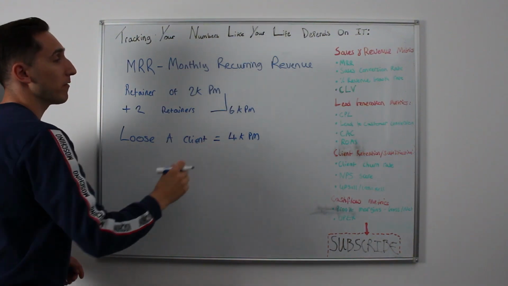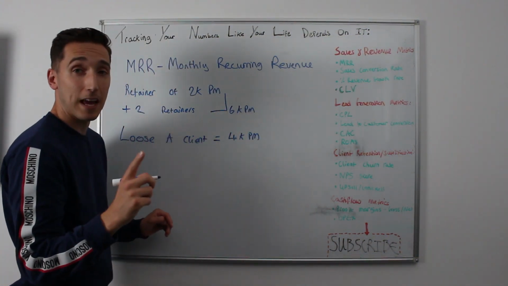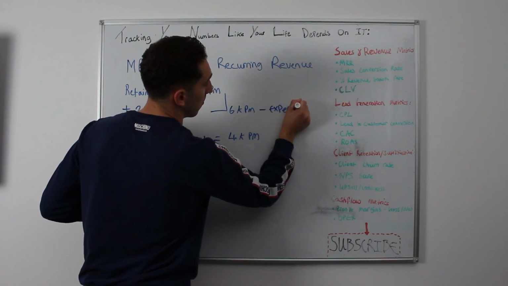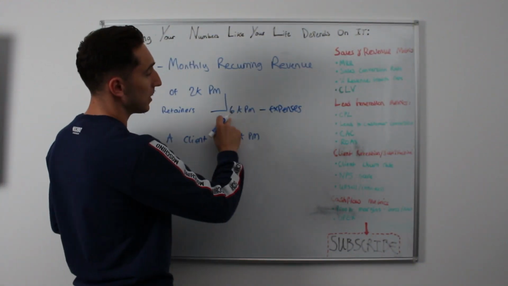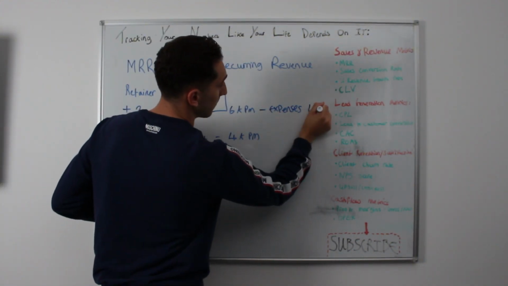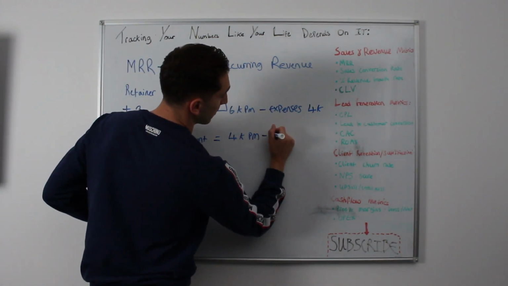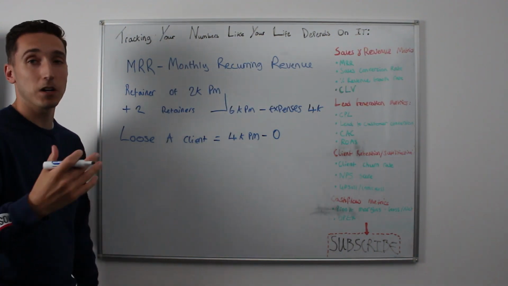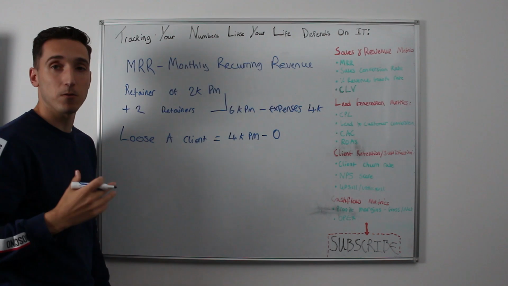Now, the problem with that, if we're not tracking it, we could still have the same level of expenses that we had when we have 6K per month. So if your expenses at this point, just for this example, is 4K, if we lose one client, all of a sudden, we are then breaking even and we're not making any money for our business. Hence why we need to make sure that we're tracking monthly recurring revenue.